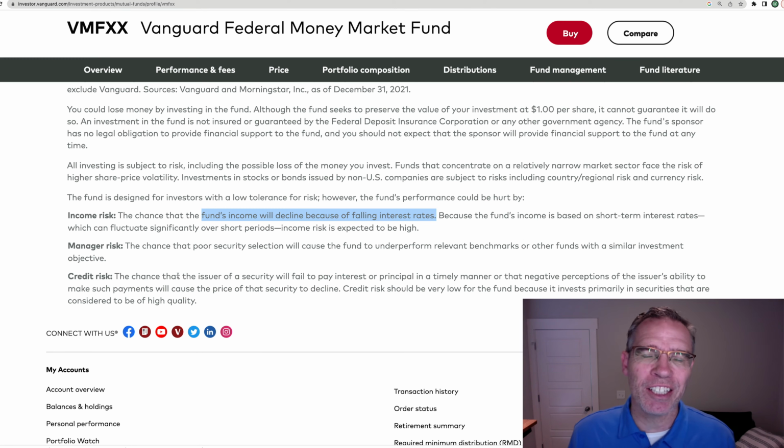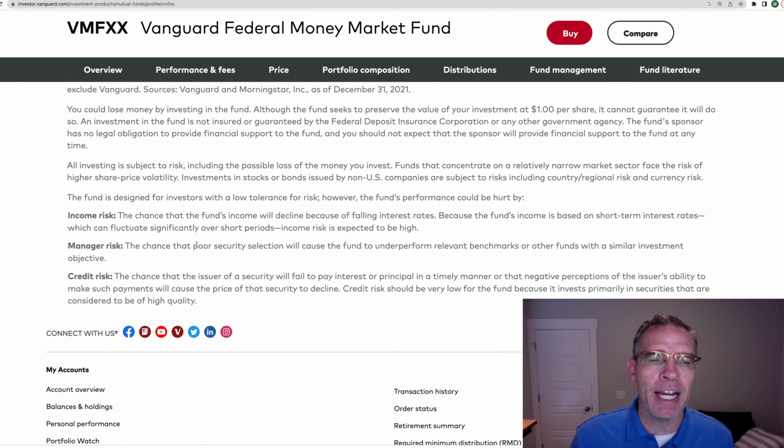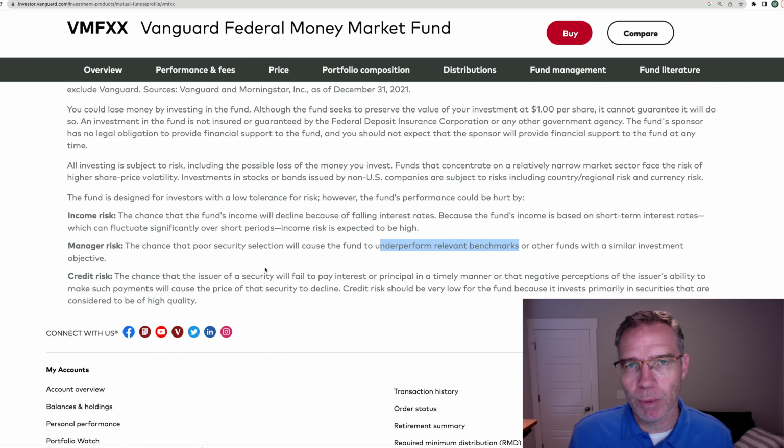If you're relying on this for income, you need to understand that, because in the future, you may not be getting this same type of return. Manager risk. You need to understand that there is a manager of this fund, and should they select their securities poorly, you may underperform the relevant benchmarks or other funds with a similar investment objective. Easy enough to understand, if the manager performs poorly, your funds may not return as much as other funds.